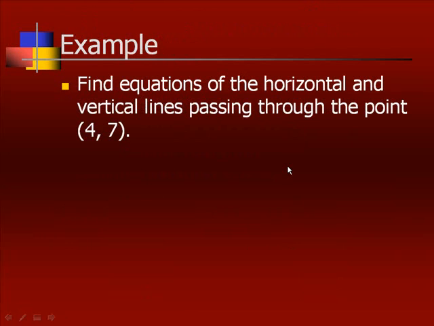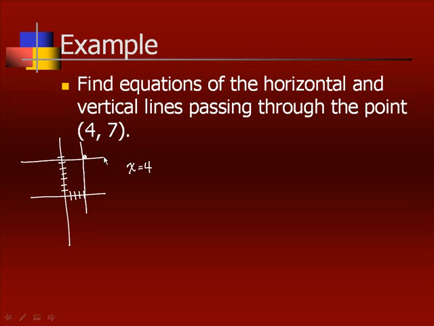Now what about this one? Find equations of the horizontal and vertical lines passing through the point 4, 7. Now think about this for a second. 4, 7 would be over 4 up 1, 2, 3, over 4 up 7. Well, a vertical line would be right through here, which if you notice every point on that line has an x value of 4, so that would be your equation, just x equals 4.